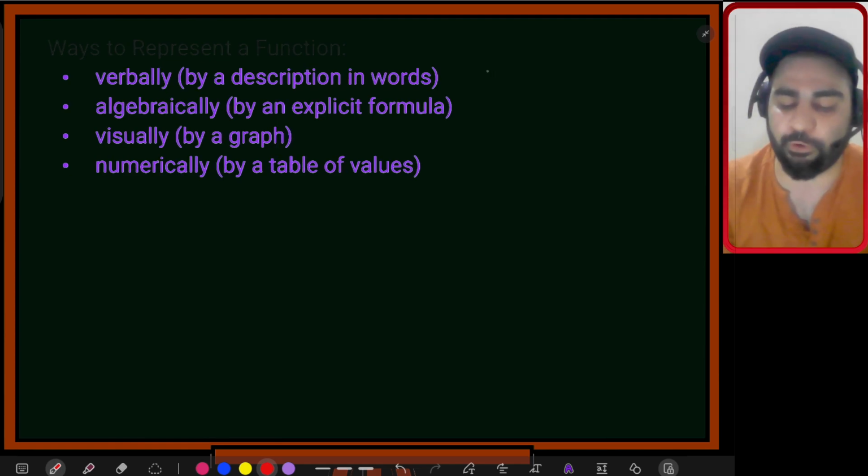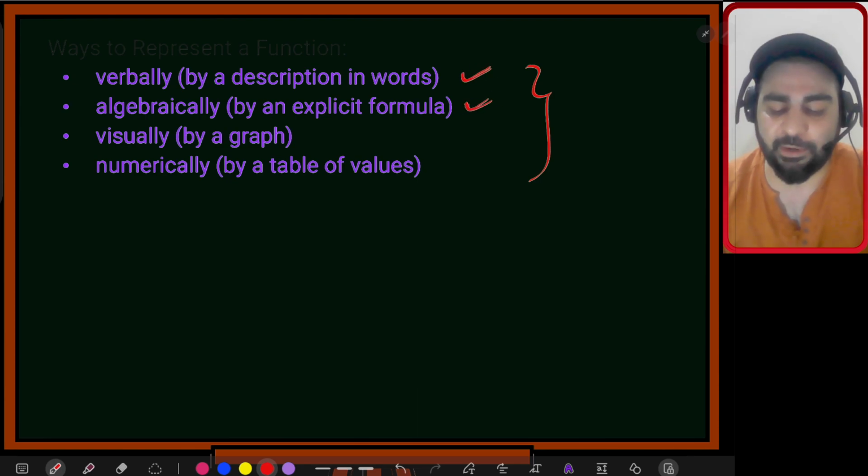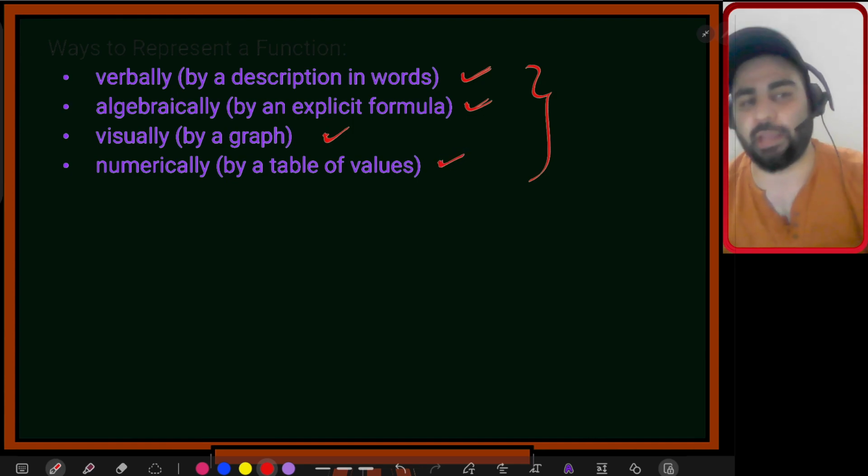Okay, so these are the 4 ways where you can see it. Either you can see it verbally, or in the algebraic formulation, or visually, or numerically. Okay, now we'll take everything one by one. So how can we see these functions?